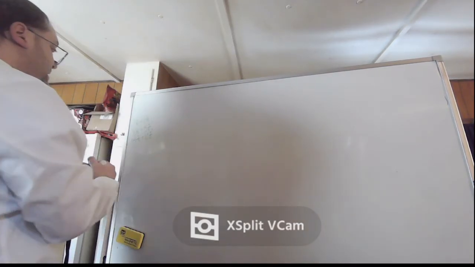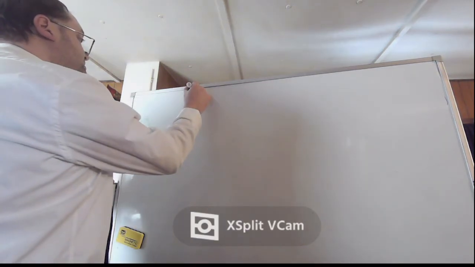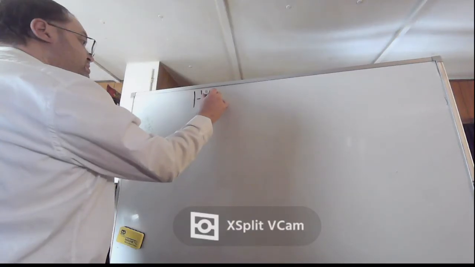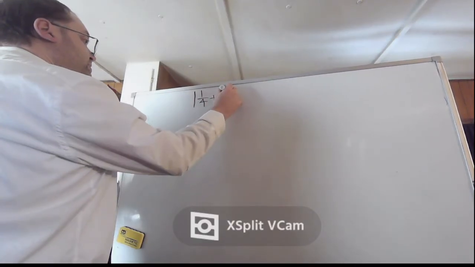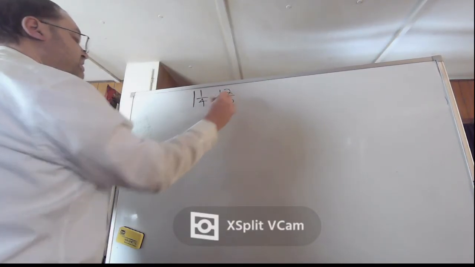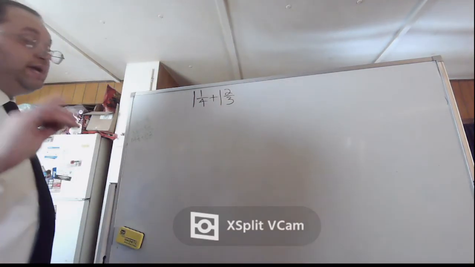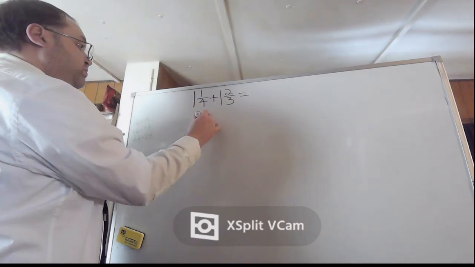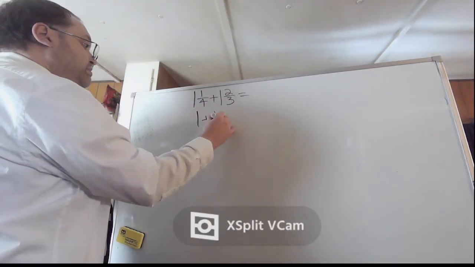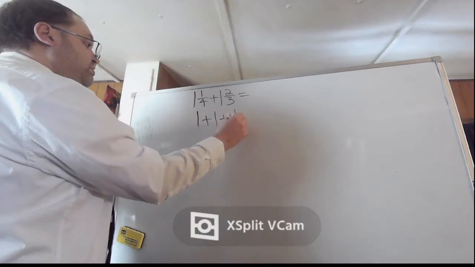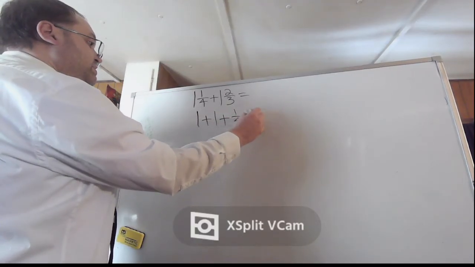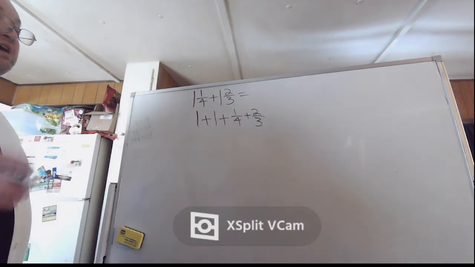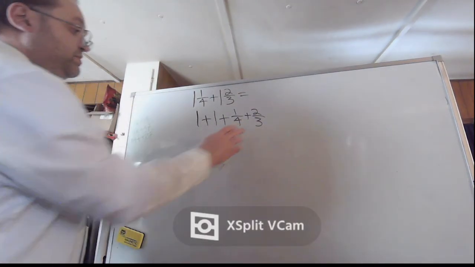Alright, got 3 more problems here. So let's say I have 1 and 1/4 plus 1 and 2/3. Okay, well again, start by separating out your whole numbers and fractions. So your whole numbers are 1 plus 1/4 plus 2/3. Okay. What we need to do now is find a common denominator for 1/4 and 2/3.